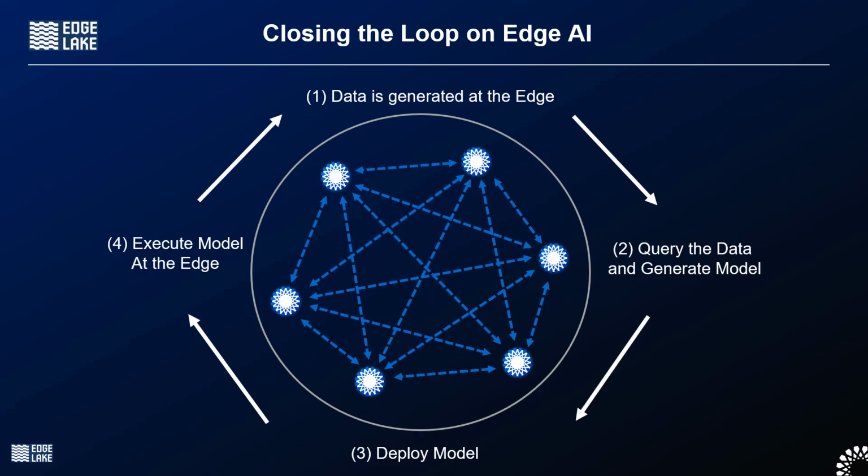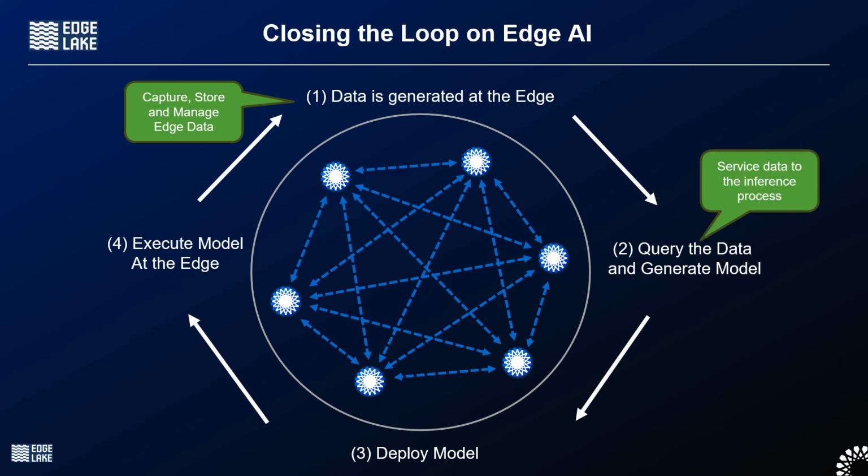Deploying EdgeLake at the edge delivers a complete data management cycle for AI. At step 1, the data is generated at each edge node and captured and hosted locally at the local EdgeLake instance. At step 2, edge data is serviced to the model generation process without centralizing the data. At step 3, the model is created and deployed by publishing it on a blockchain platform and pulling the model by the EdgeLake instances on the node that execute the models.